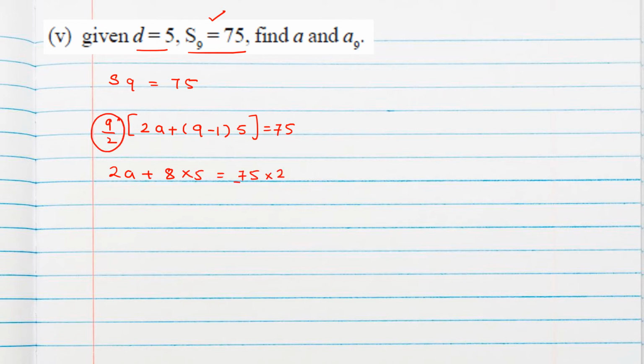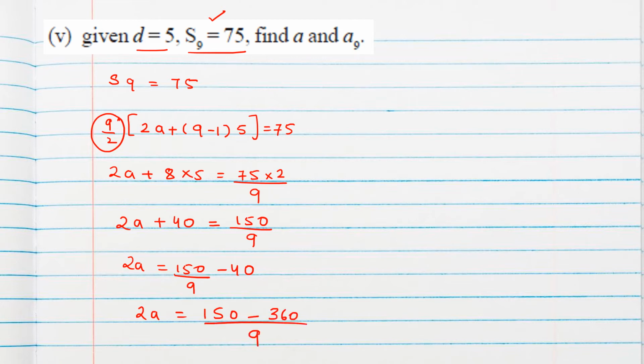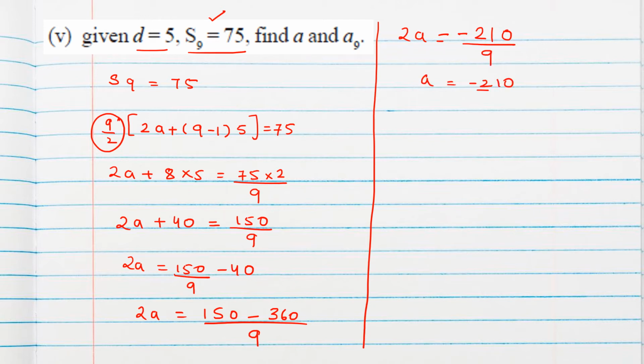And this 9 by 2 we can transfer here: 75 into 2 divided by 9. So 2a plus 40 will give 150 by 9. So 2a is 150 by 9 minus 40. So 2a is (150 minus 360) divided by 9. So 2a will be minus 210 divided by 9. So a is minus 210 divided by 2 into 9.